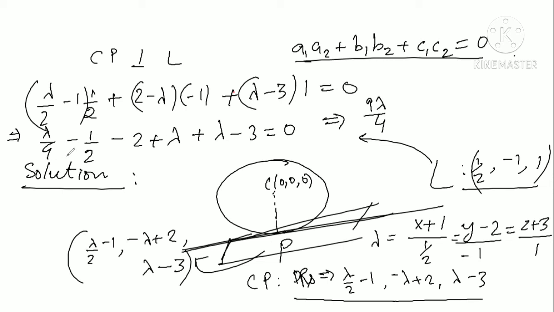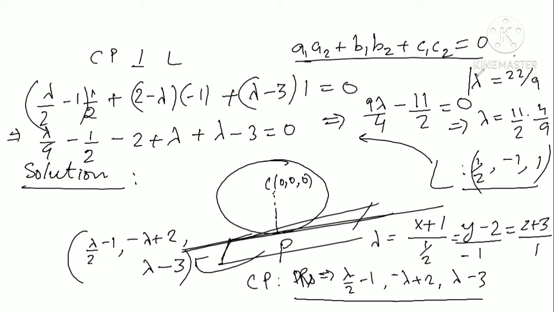2 lambda plus lambda by 4 is 9 lambda by 4. Then minus 2 minus 3 is minus half, minus 5. And minus 5 minus half is minus 11 by 2 equal to 0. So from this equation, we get the value of lambda as 11 by 2 multiplied by 4 by 9. So 11 into 2, so this is 22 by 9. We get the value of lambda as 22 by 9.